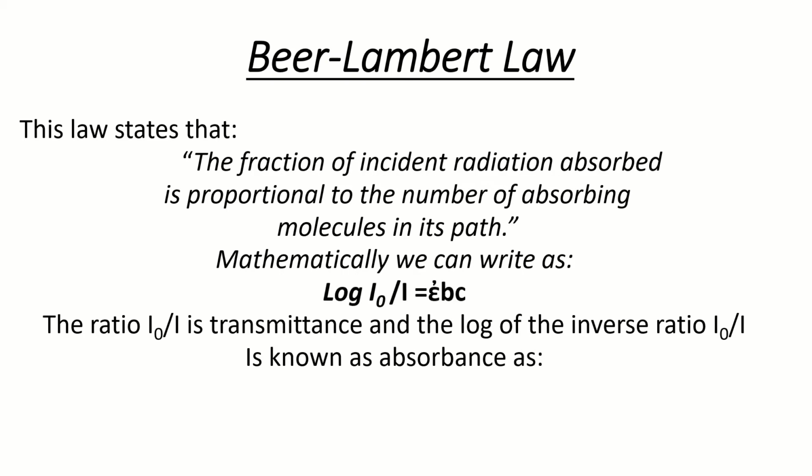Mathematically, you can write it as log I naught over I equal to epsilon bc, where I naught is the intensity of incident light and I is the intensity of transmitted light, epsilon is absorptivity, b is path length, c is concentration. The ratio I naught over I, look at this expression, is the inverse of transmittance, and the log of the ratio I naught over I is known as absorbance, which is equal to epsilon bc.